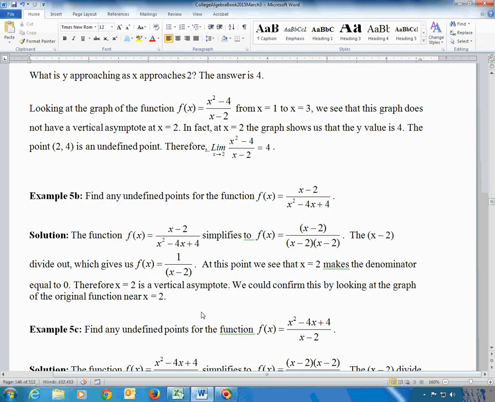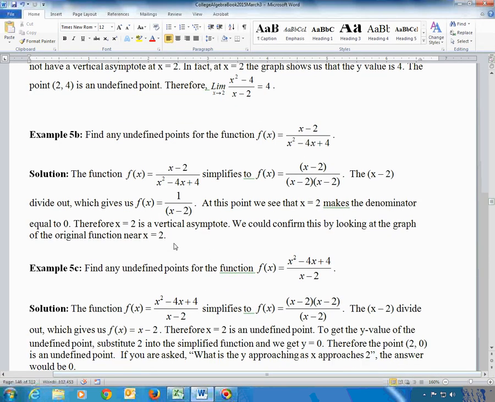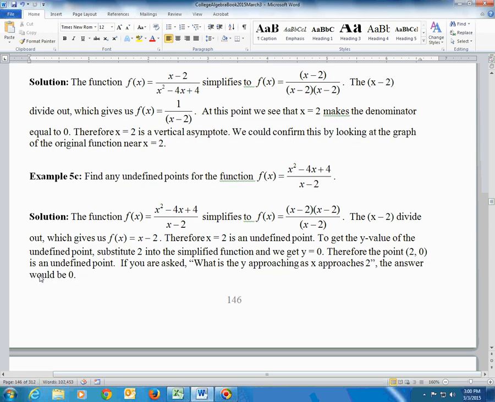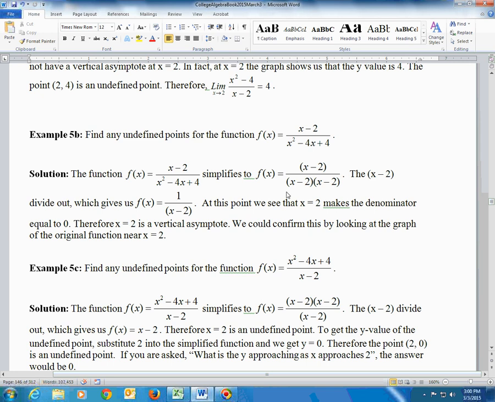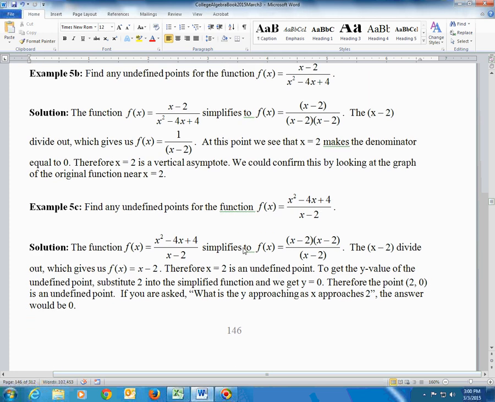Let's take a look at that here. So it's heading off to infinity for this one right here. Okay. Now this one is different. Okay, here this one. So there's a vertical asymptote here at x equals 2. That's what's going on. So it's heading off to infinity.